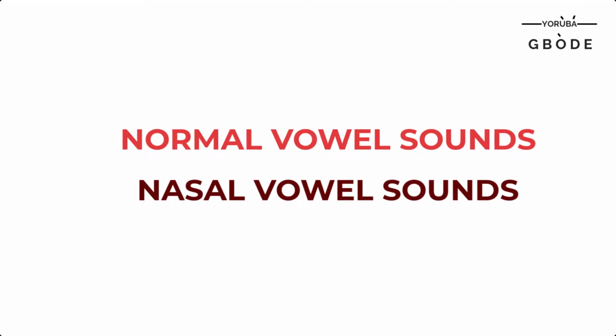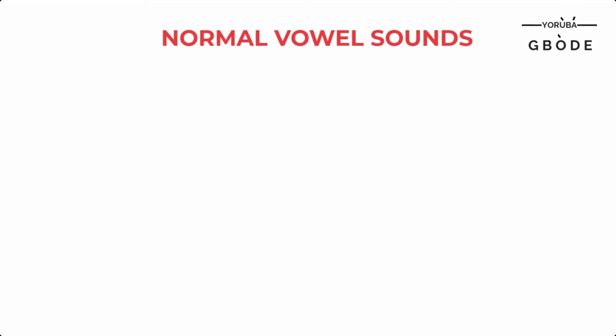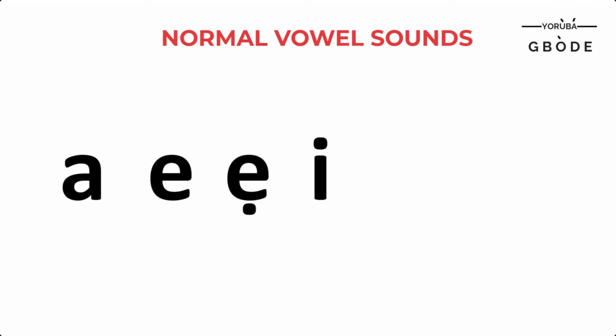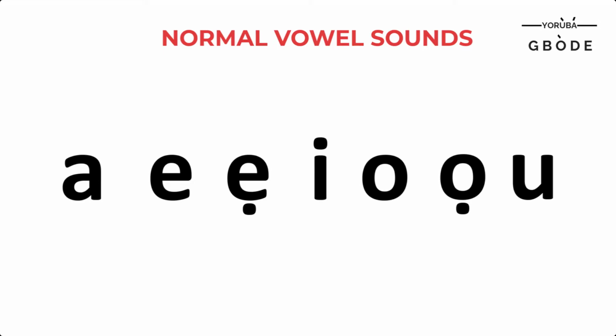What are the vowel sounds? Out of all these alphabets, I circle out the vowel sounds. There are just 7 in number, and these 7 can still be divided into 2. We have the normal vowel and we have the nasal vowel. The normal vowels are A, E, Ẹ, I, O, Ọ, U. 7 in number.